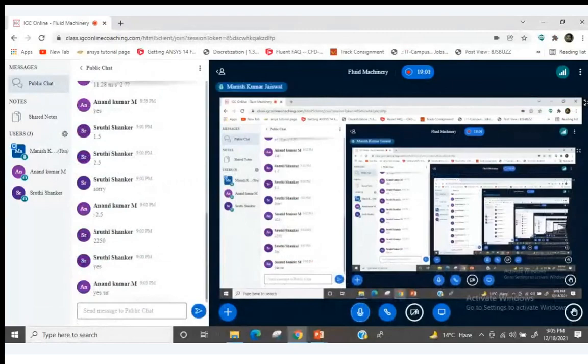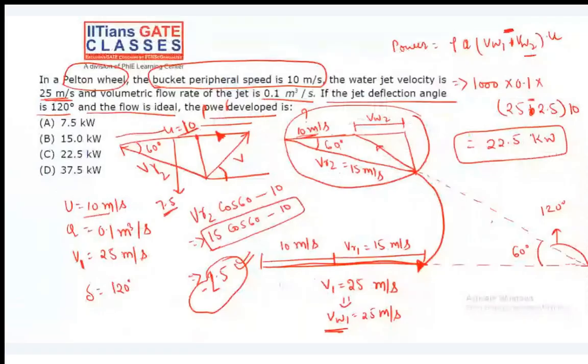See, sometimes in the books also you will see that the velocity triangles are drawn like this. What is the logic? You have to check the magnitude of vr2 cos 60, or cos 5, as we denoted it. If it is less than u, the velocity triangle will be this. If it is greater than u, the velocity triangle is like this. Okay.